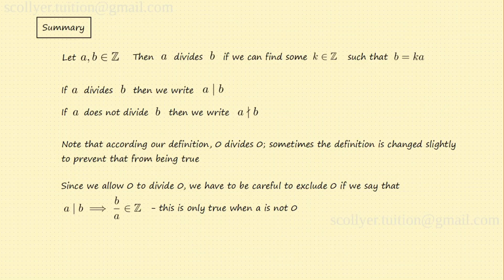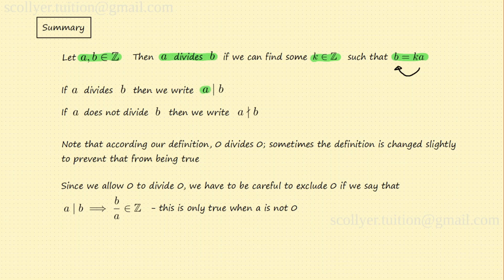And so we can summarize this information. Suppose a and b are integers in the set Z, then a divides b if we can find some integer k in Z such that b equals k times a, i.e. integer a divides integer b if we can produce b by multiplying a by some integer k. And note once again that we define integer divisibility in terms of multiplication.